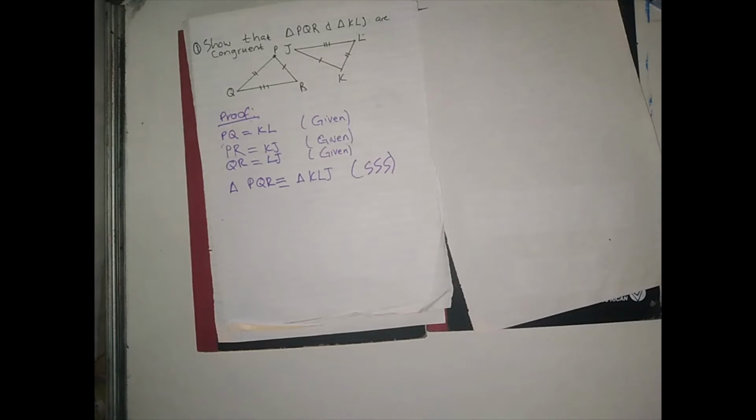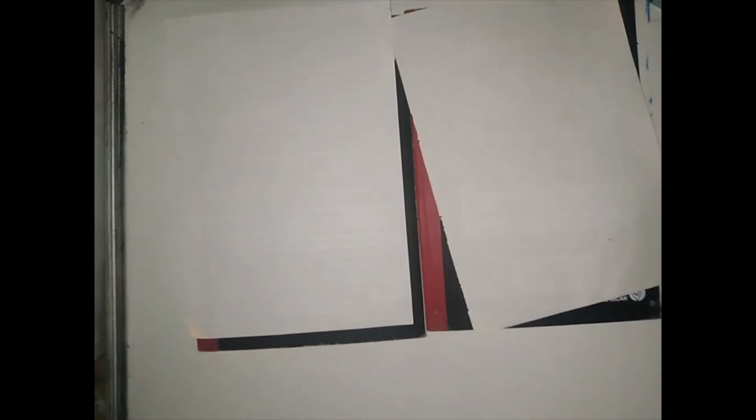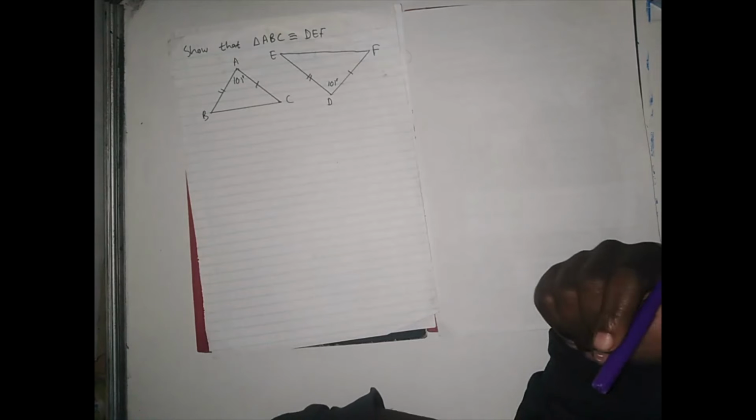Wonderful. Now let's take the next one and see how it plays out. Can you see this one? Now they are saying show that triangle ABC is congruent to triangle DEF. How can we do that? We know when we want to prove congruence, we need to show how many things? 3 things.